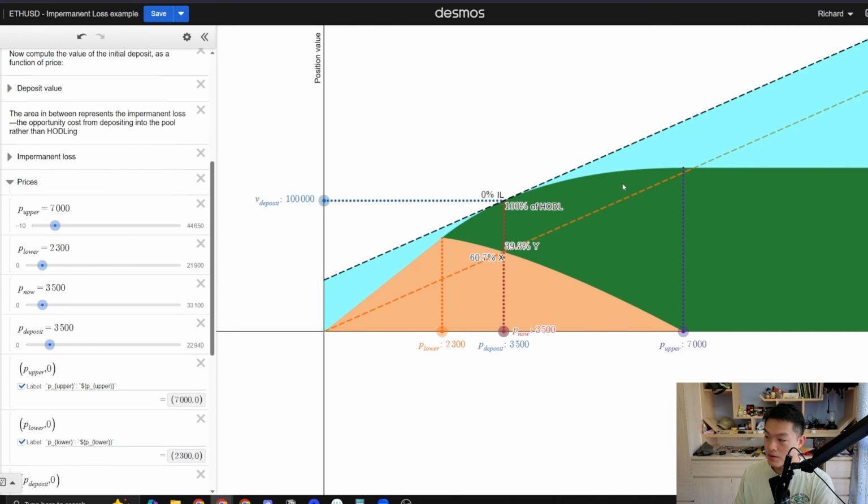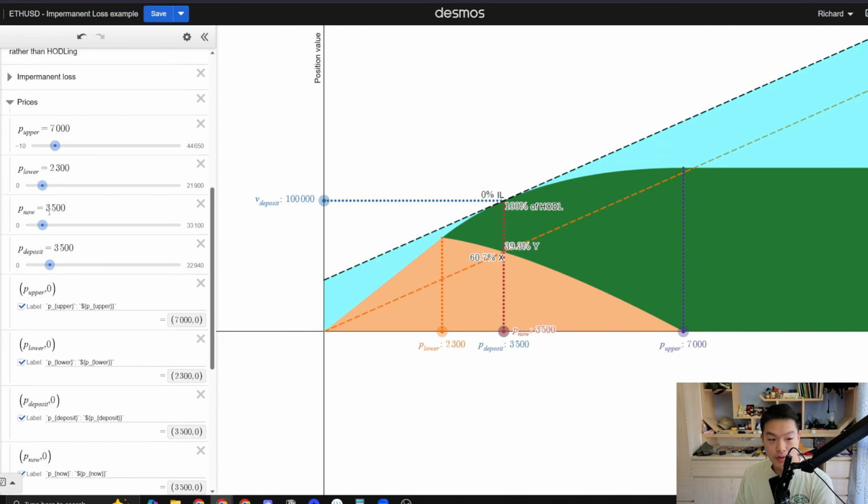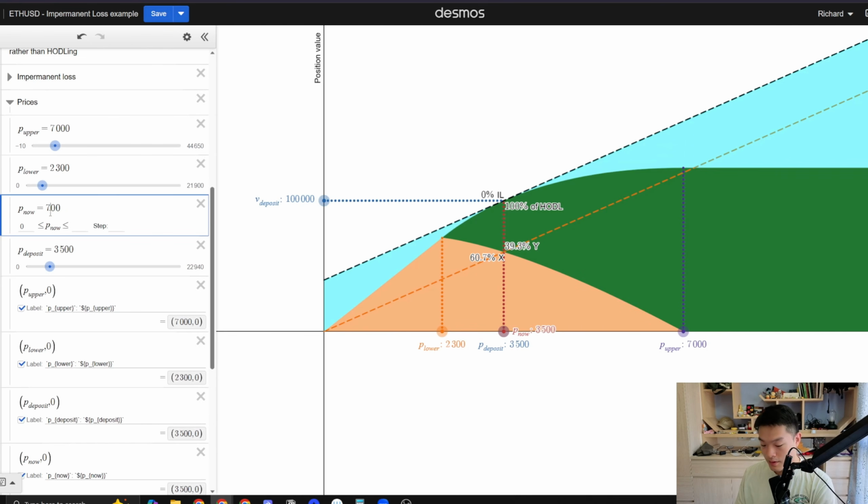So we started with 100K. If I click on this line and the top gray dot here, you can see I would have only 25% capital gains, right? Because I started with 100K, now it's 125K. So not that much capital gains, especially because we see Ethereum basically doubled in price. If I change the price now to $7,000, you can see you would have 22.2% in impermanent loss.